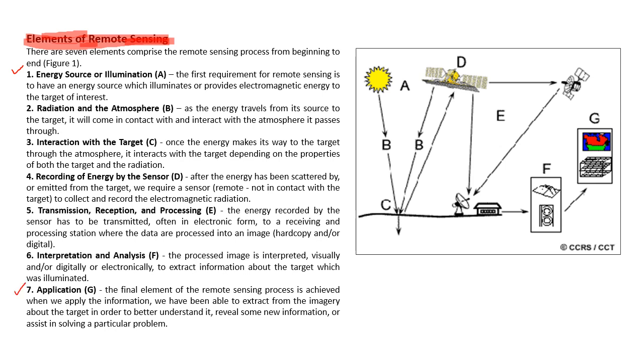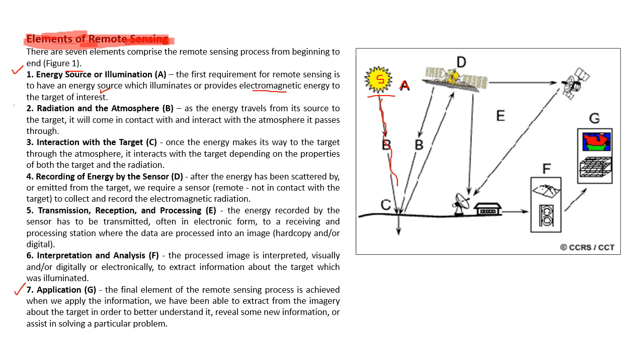The elements start from the energy source. Energy source, that is what? The Sun, or we can call it the energy source. So this is A. This is the first priority. If you cut it, everything collapses. So the first element of remote sensing is the energy source, that is the Sun. And it is providing what? Electromagnetic energy. That is the energy which is coming down here.